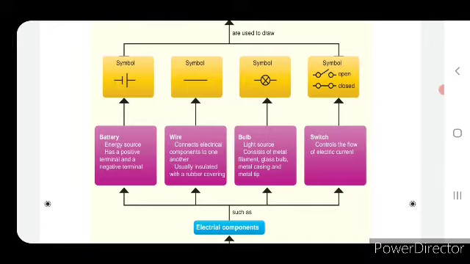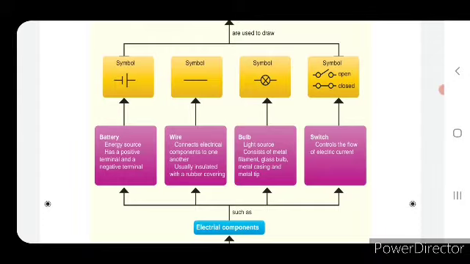An ordinary horizontal line is the symbol for a wire, the connecting wire. The wire connects the electrical components to one another and is usually insulated with a rubber covering. An ordinary electrical wire is covered by rubber or plastic. If you cut that wire, you can see a string-like substance inside, which is made up of copper.